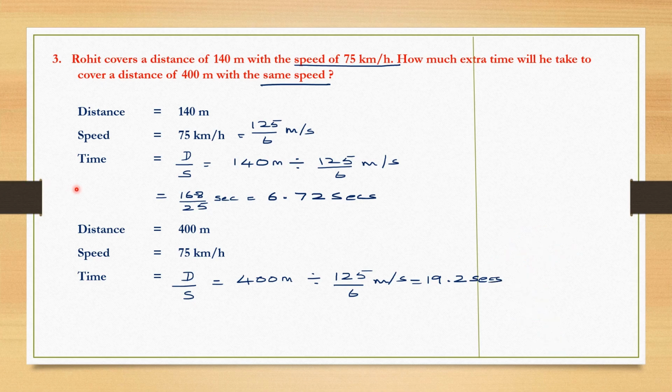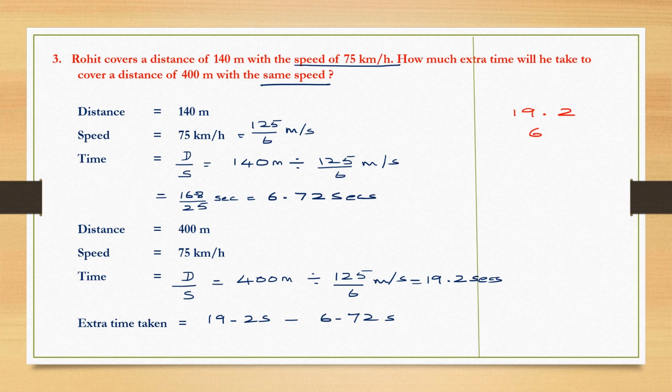So now we know the time taken when the distance is 140 meters is 6.72 seconds and the time taken when the distance is 400 meters, 19.2 seconds. Now they're asking us how much extra time will be taken. To find the extra time, we have to subtract these two answers. So let's write that. Extra time taken will be the bigger number 19.2 seconds minus 6.72 seconds. So let's subtract.